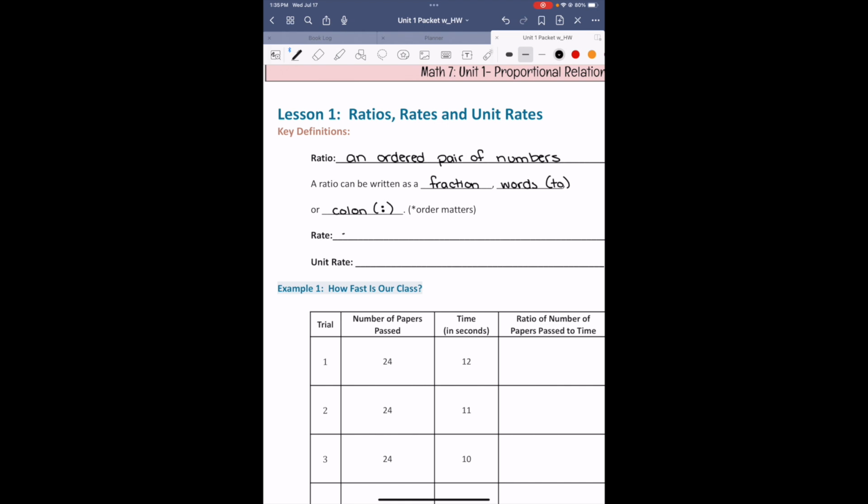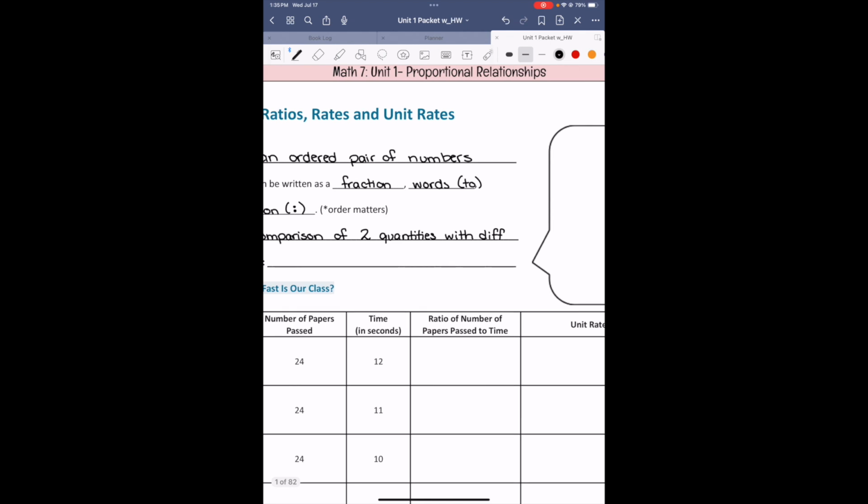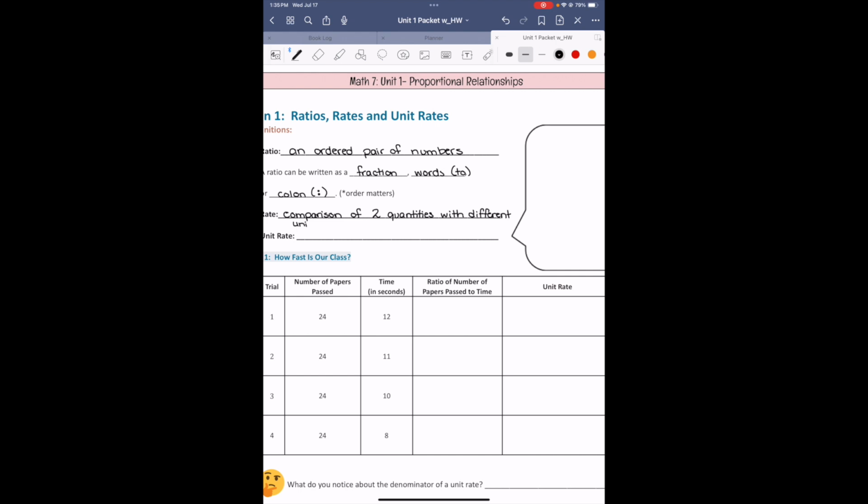A rate is a comparison of 2 quantities or 2 numbers, but both of those numbers will have different units. A unit rate is going to be the value of our ratio. So if we were to actually try to solve or simplify, it's the value of the ratio.